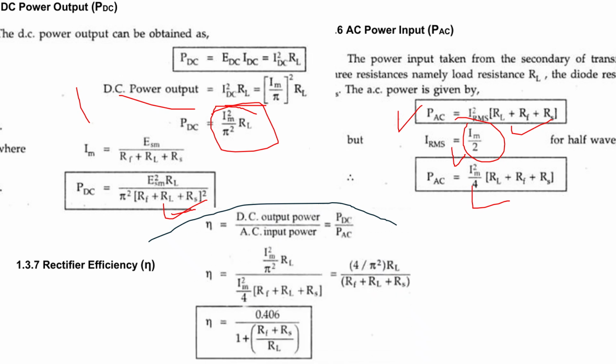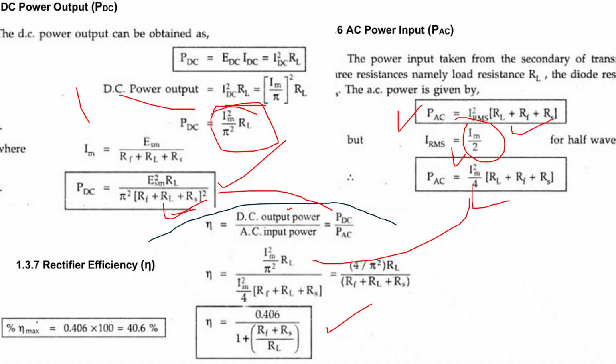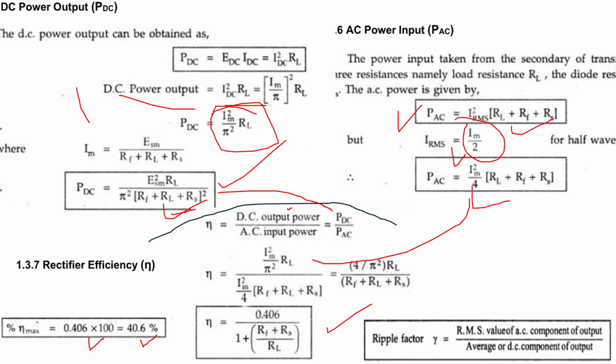Now finally we will get the efficiency. So efficiency is nothing but DC power divided by AC power. So DC power we got, AC power we got. So put both of them here and then get the value. Here you will get 0.406 divided by this, right? If you put RF plus RS is equal to RL, that will give the maximum value, so that will be 40.6 percent, right?